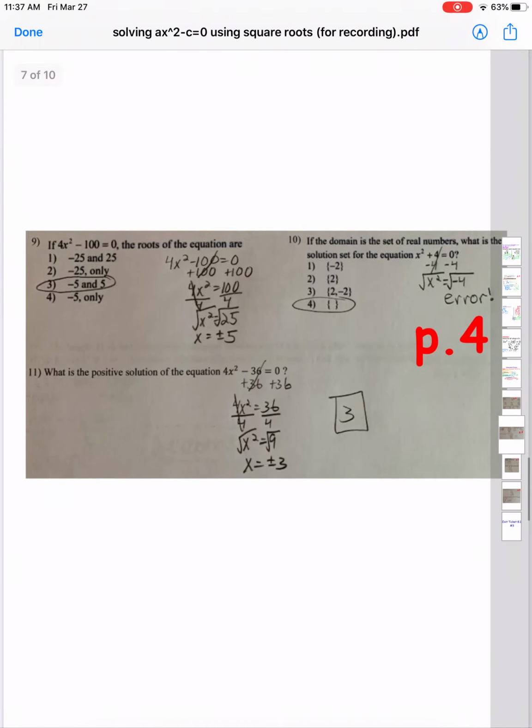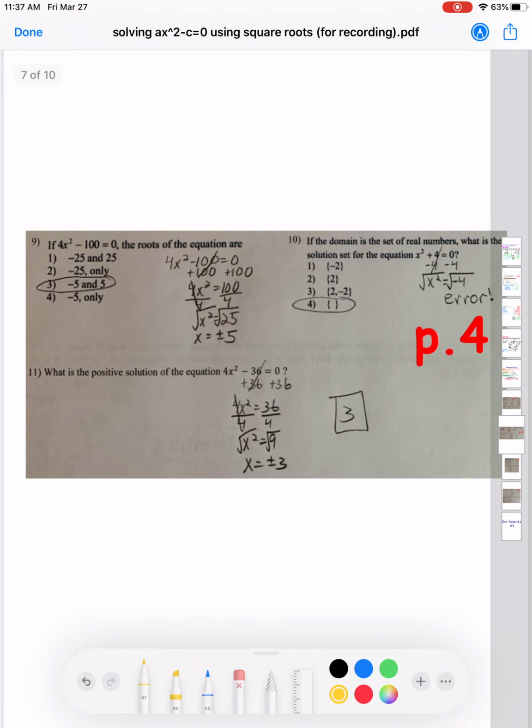Moving to the bottom half of page 4, here's numbers 9, 10, and 11. Notice that number 10 had a little trick to it here. Here, when you tried to solve, you ended up with the square root of -4. You cannot take the square root of a negative number because no number times itself gives you a negative number. So in this case, you got an error, which is represented here. This notation here is called the empty set, which is basically just a fancy way of saying that there are no solutions for this problem.